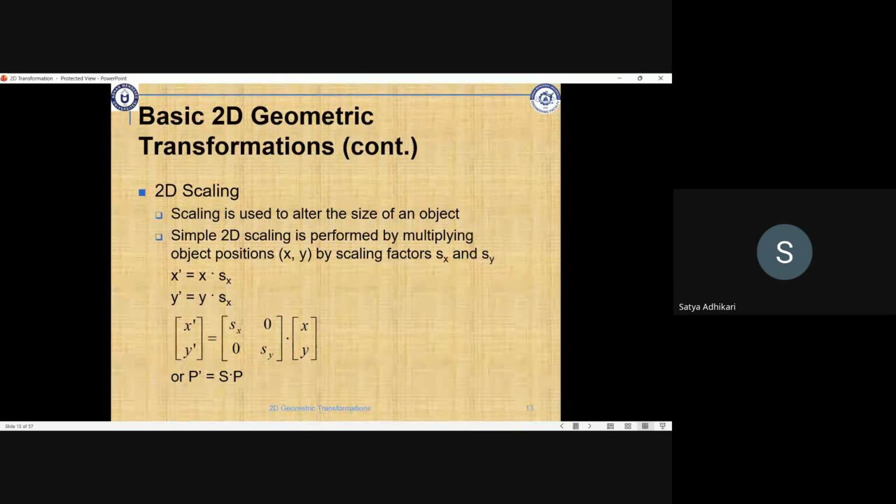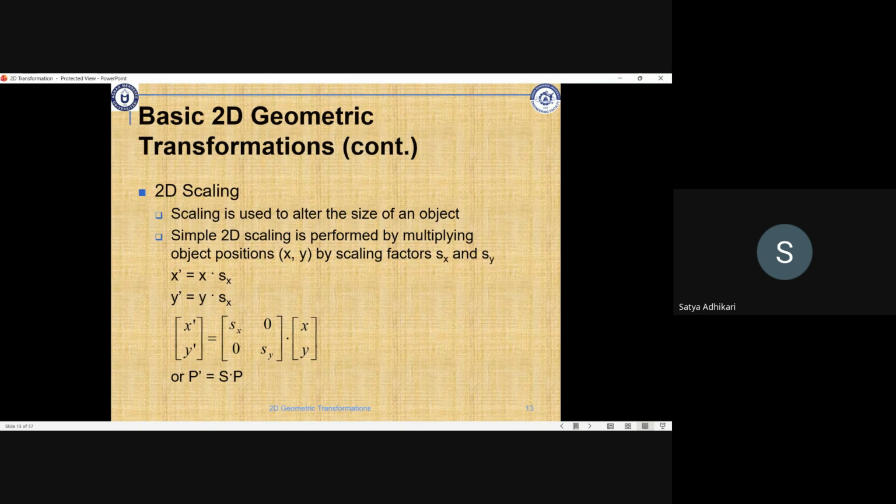The scaling is used to alter the size of an object. Simple 2D scaling is performed by multiplying the object position x, y by the scaling factor. You remember the translation factors are tx and ty, and here the scaling factors are sx and sy. But here, instead of adding, you have to multiply x with sx to get x dash, the new position. Similarly, y is multiplied with sy. There it is mistakenly written as sx. The second equation is y dash equal to y dot sy. I think it is written mistakenly as x.